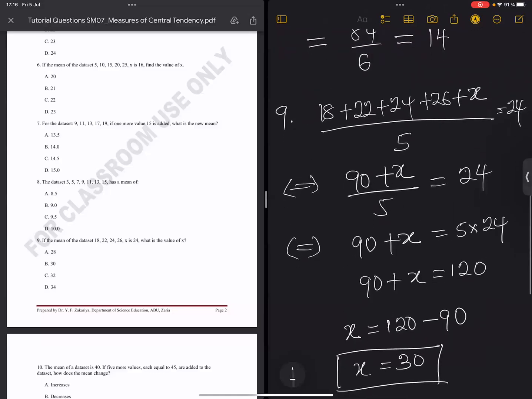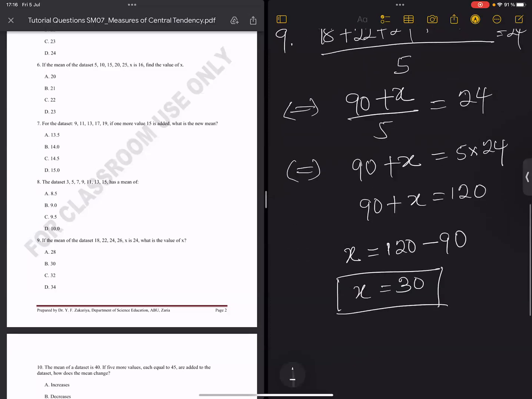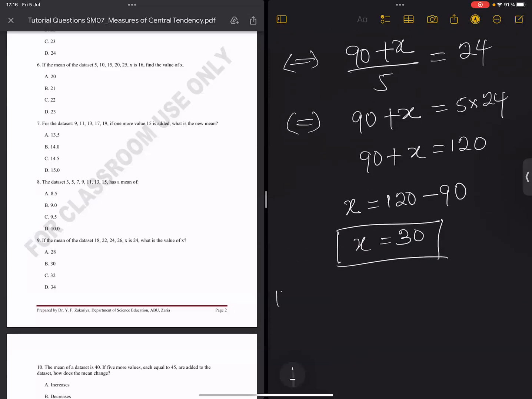So this is the whole solution to the problem. You use your knowledge of arithmetic, you add items together, you divide by the number, and then you use simple arithmetic to arrive at your final answer. So that is problem 9. Let's now go to problem 11.